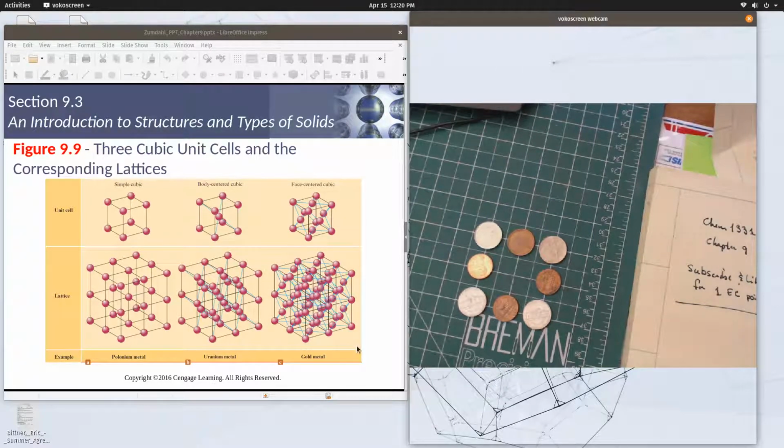Face-centered cubic. Now, different metals and different atoms will have different cubic packings. And it's important that we can understand the properties of these different metals by looking at their packing arrangements.